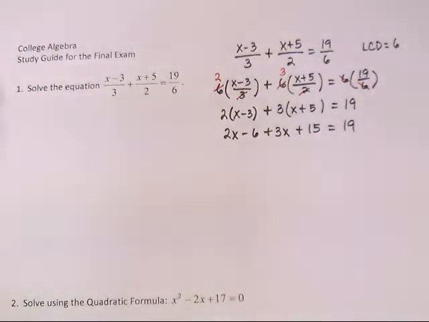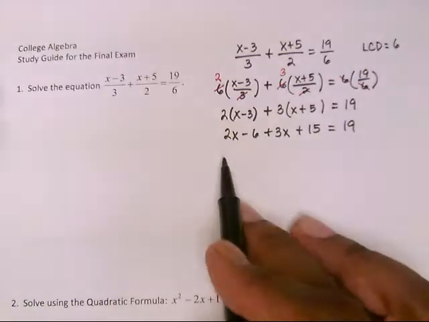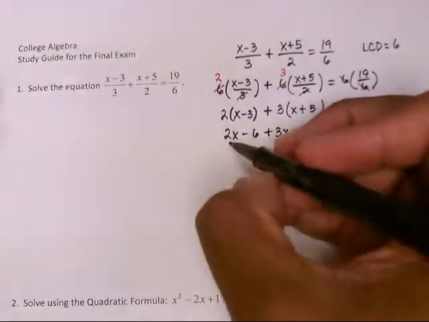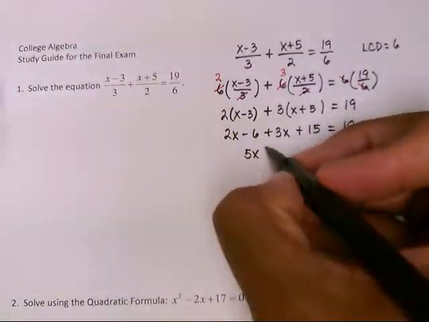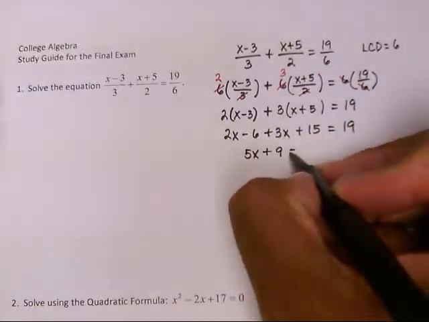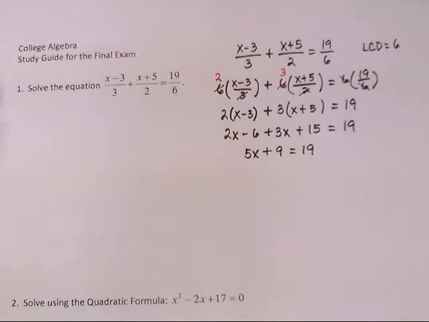And then next we'll combine like terms here. So if I do 2x plus 3x, that's going to give me 5x. Then minus 6 plus 15 will be a plus 9, equal to 19. So I have 5x plus 9 is equal to 19.